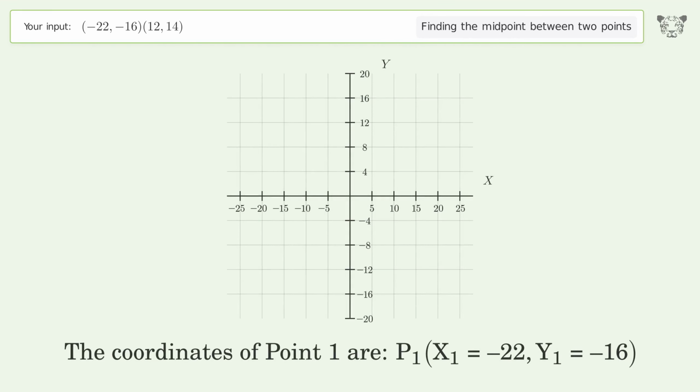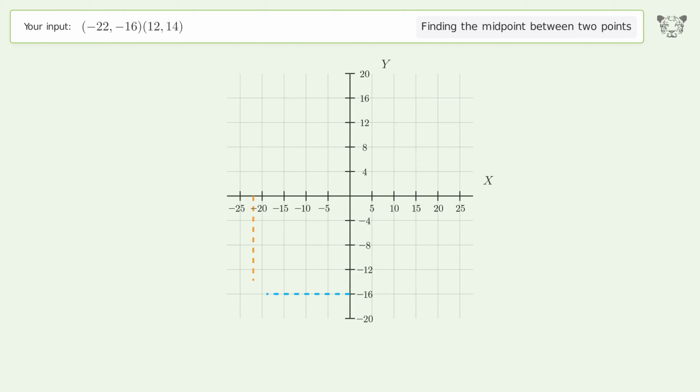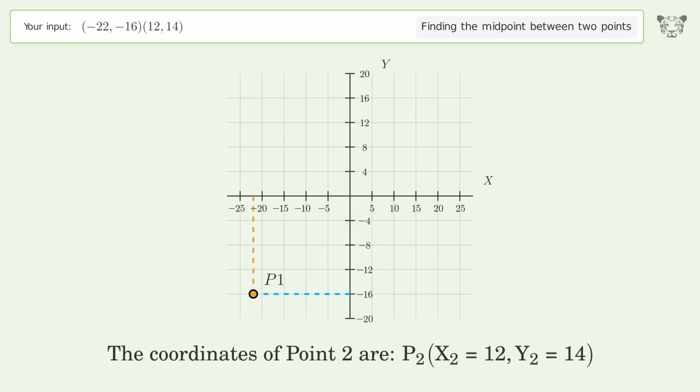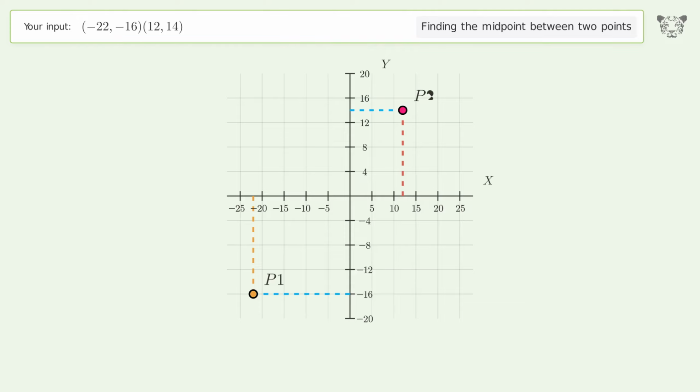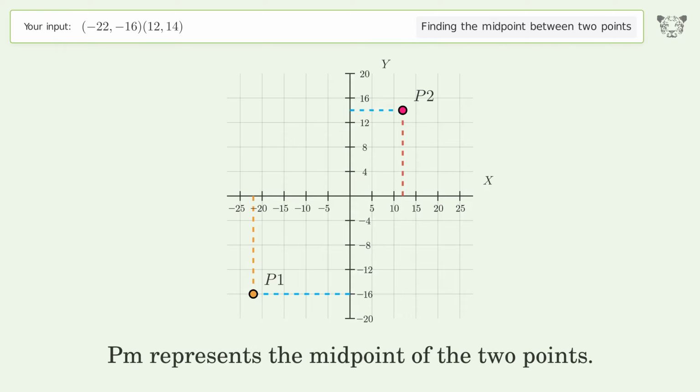The coordinates of point 1 are x1 equals -22, y1 equals -16. The coordinates of point 2 are x2 equals 12, y2 equals 14. PM represents the midpoint of the 2 points.